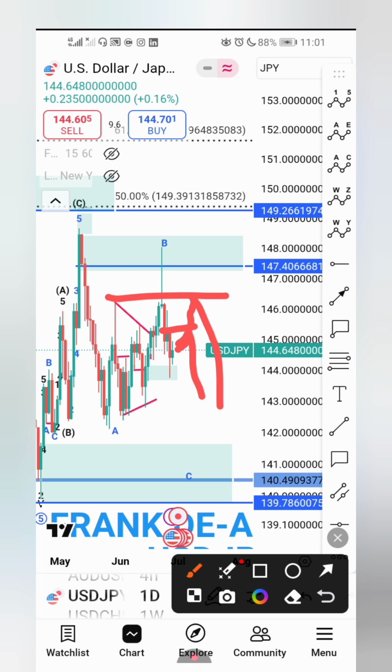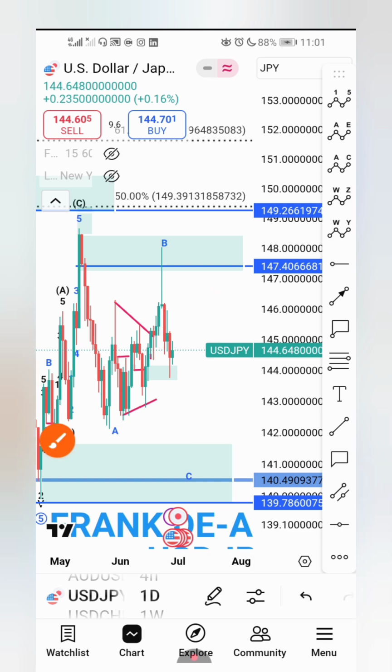Is it going to sell? After this, it is going to take away this low. If you take away this low and come here, you may pick some other buy or something else. That is all for this guy.